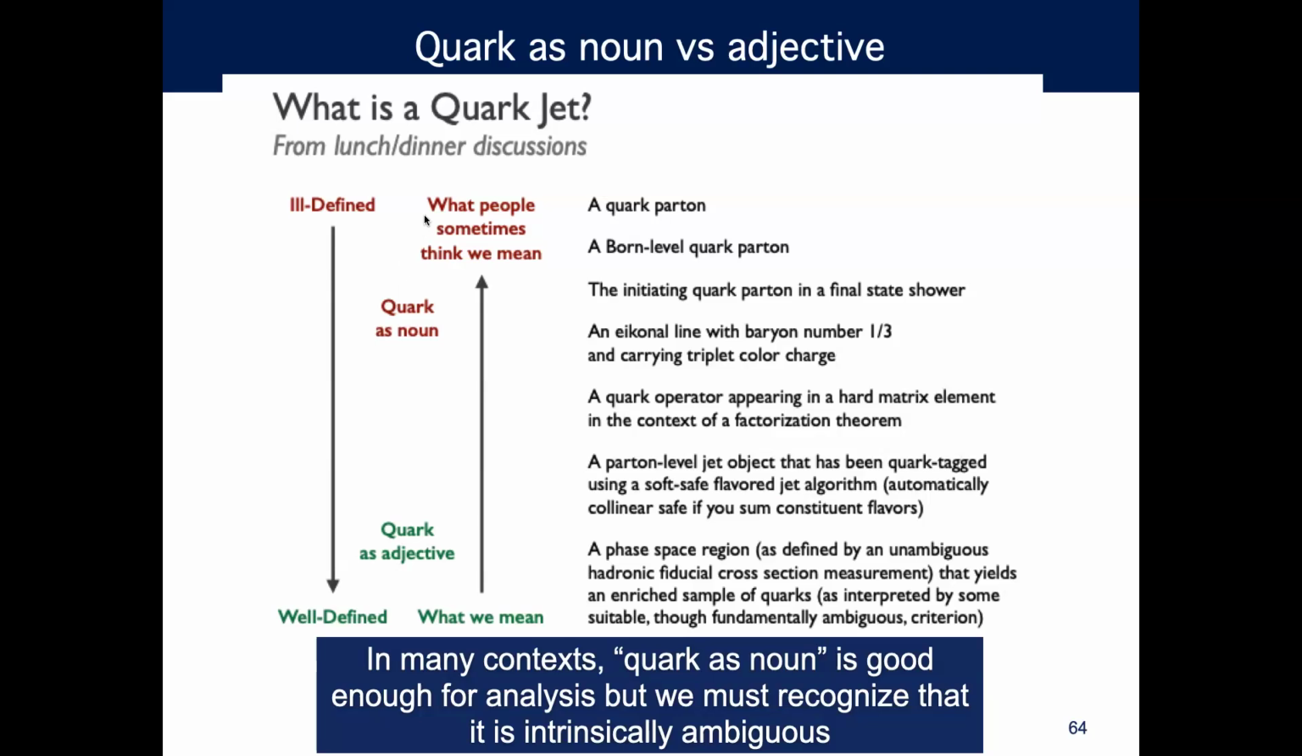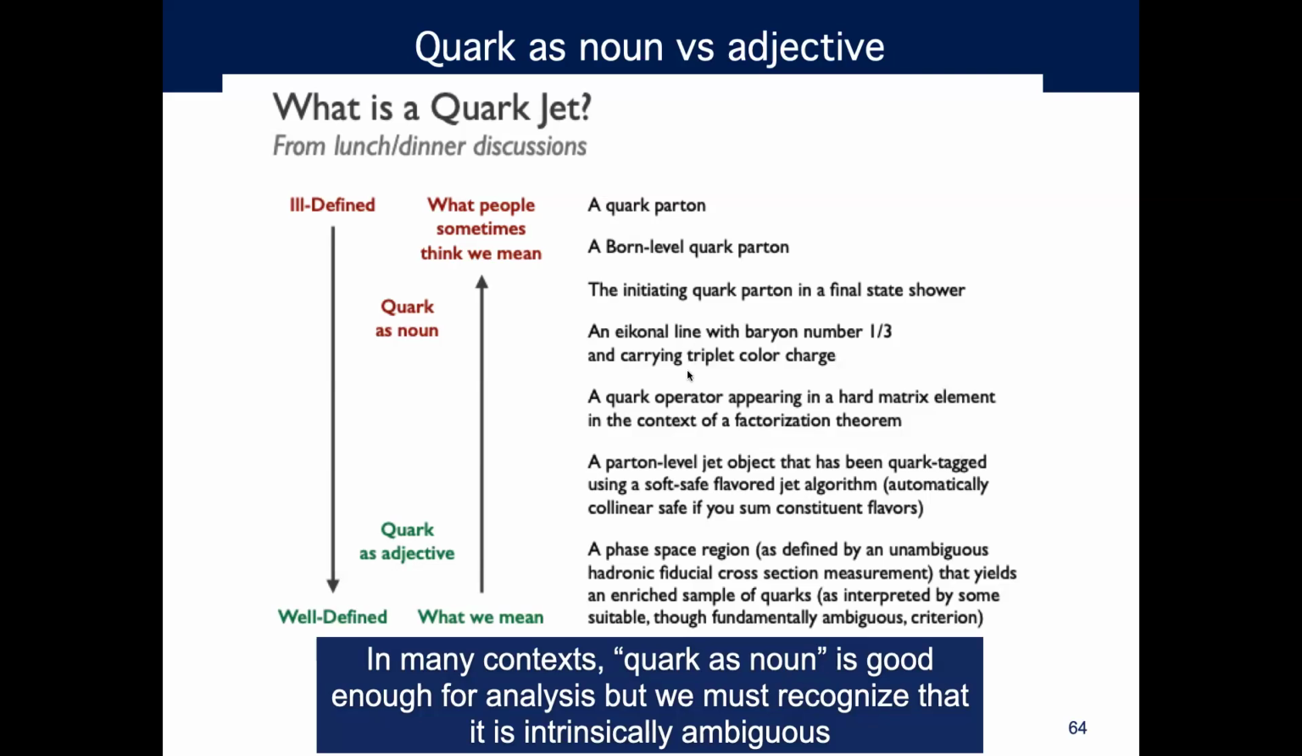What we're actually talking about here is, what is a quark jet? There's varying levels of being defined. A quark parton means nothing. It is dependent entirely on your Monte Carlo model and the perturbative approximation that we're doing. That doesn't really exist in nature. So this is meaningless. A Born level quark parton. Okay, yes, it makes sense in a calculation, but still doesn't really make any sense. You could also have an initiating quark parton in a final state shower. Well, that kind of makes a little bit more sense.